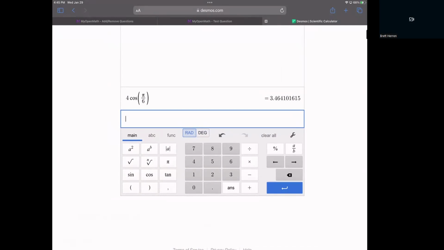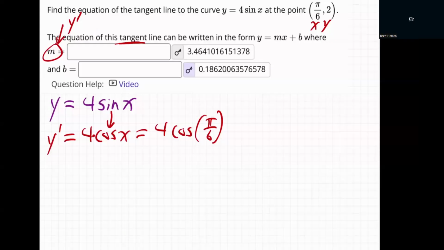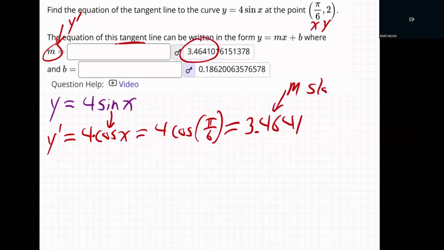So there it is, 3.4641. Now remember, 4 digits is enough. As long as you use 4 digits, you're good. 3.4641. Let's go back. 3.4641. Yeah, that's what they got. See right there. Okay, so that's the first part. That's the m. That's the slope, which is the derivative when we plug in.